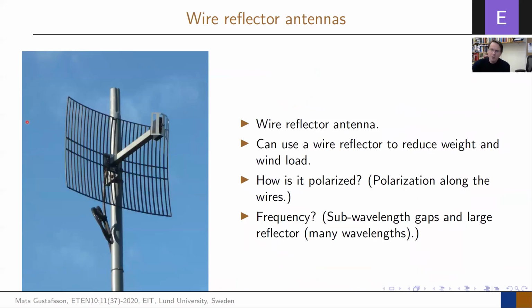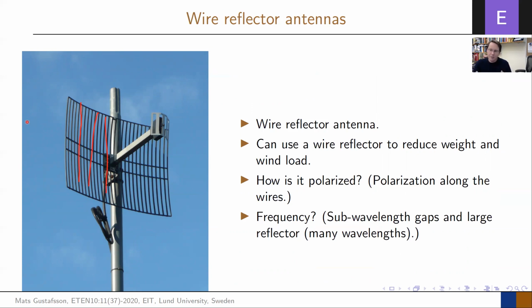This is a wire reflector. Of course, for a linear polarization, if you have them outside, wind is a big problem. If the wind is there, you can just put a metallic net instead. That means that the polarization is along these wires. Otherwise, it will go straight through this net.